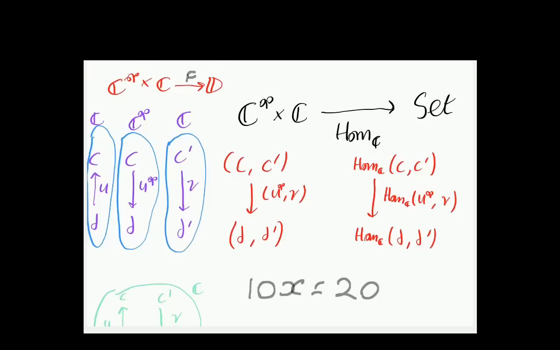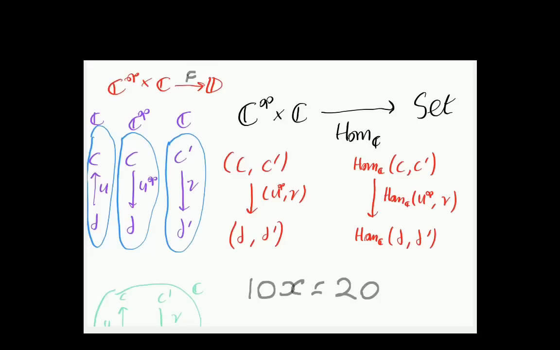So how do we get a bifunctor? Well, we just take a category C and take a category D, and then we choose a functor from C op times C to D. So here C is just a category, C op is the opposite of that category, and this is the product of 2 categories. So it's going to have objects as pairs of an object from here and an object from here, and arrows as pairs of an arrow from here and an arrow from here.